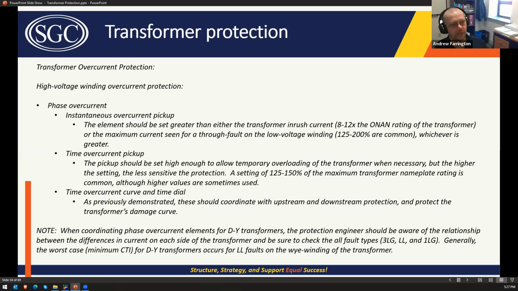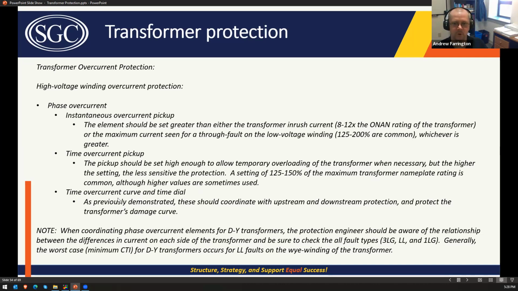Right. Well, right now, I usually try and break it up. I calculate the pickups because there are certain levels that you want it to operate for. But then when you go to select your curve and your time dial, that's what you need to compare to your transformer damage curve, and the other upstream and downstream protection. That's what I was just going to say, great segue, Paul.